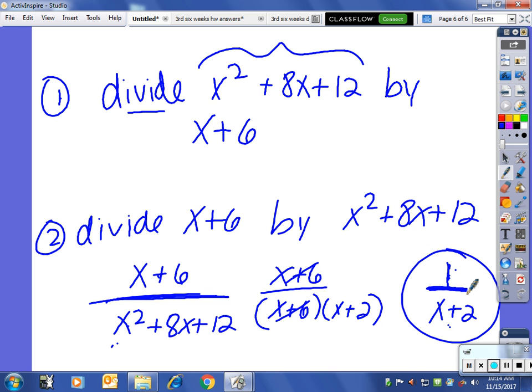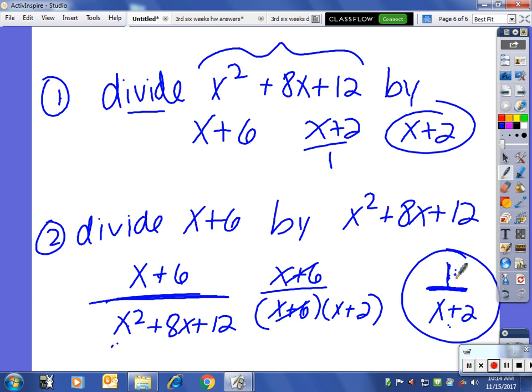1 over x plus 2. Do you see the difference? So this was x plus 2 over 1, which we just write as x plus 2, but this one was 1 over x plus 2.